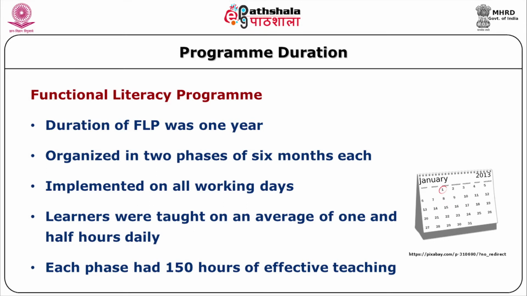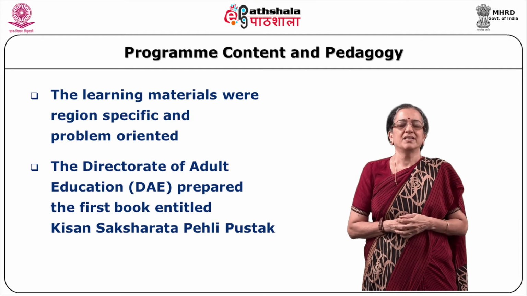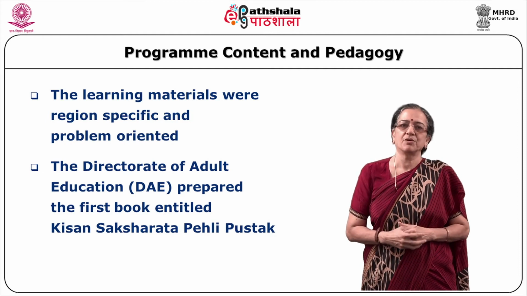The year was divided into 2 phases of 6 months each. Literacy training went on every day for about an hour and a half per day. In each phase, 150 hours of active teaching was expected. The material used for teaching was region-specific and problem-oriented.